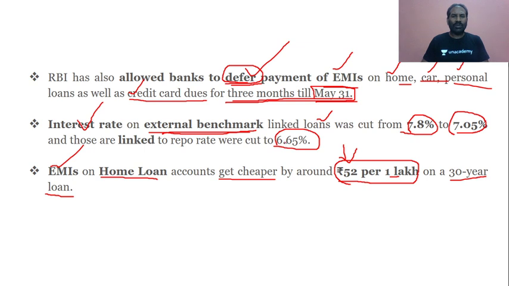So these are the initiatives taken by the RBI to make sure that liquidity is increased in the banks and also with individuals, because of this reduction in EMI payments, cutting from 7.8 to 7.05, and the home loans getting cheaper. So definitely there would be some relaxation, and you would have some amount with you which you were not having earlier.